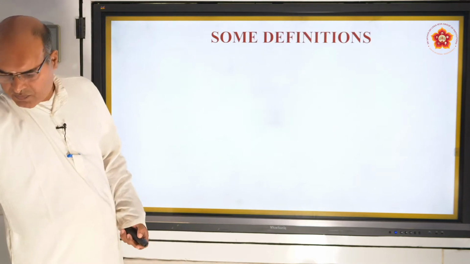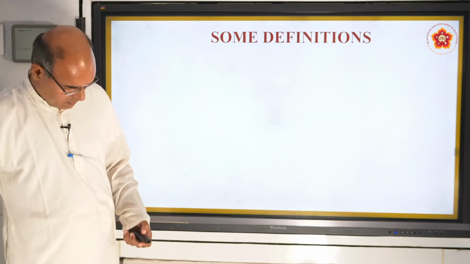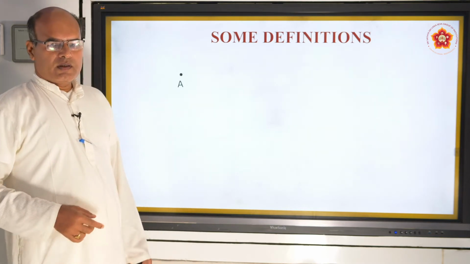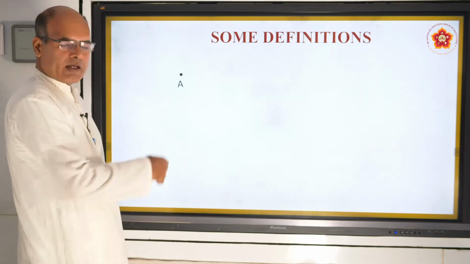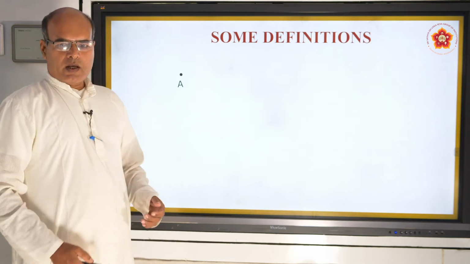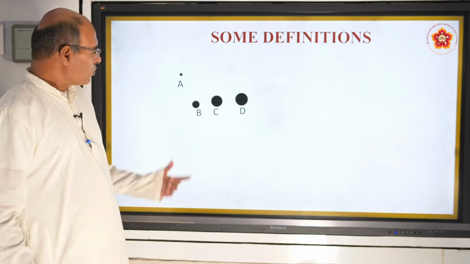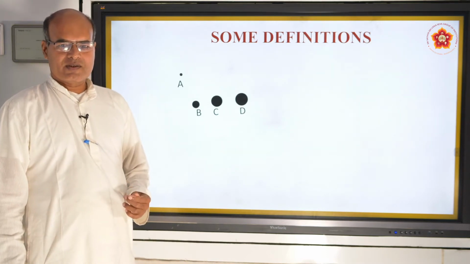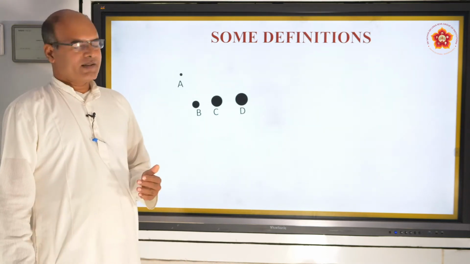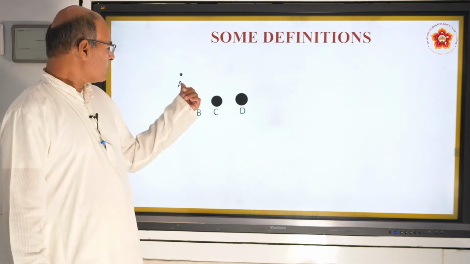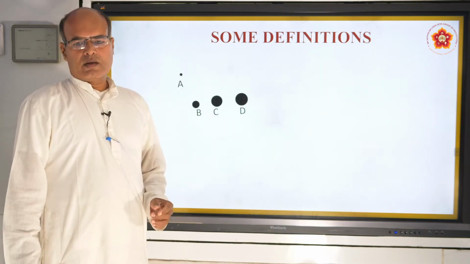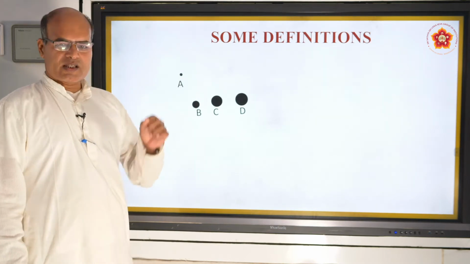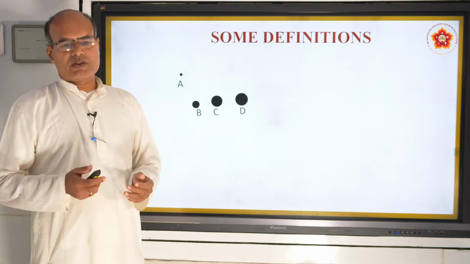Let us look at some definitions. What is this? Is it a point? Point A, is it not? If you agree that it is a point, what about these? Are these also points? Confusion started, no? This is very big, this is very small. Sometimes we say a point is a small dot. If you think a point is a small dot, how small should it be?